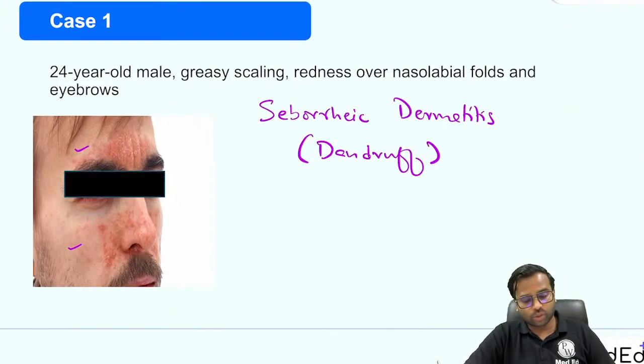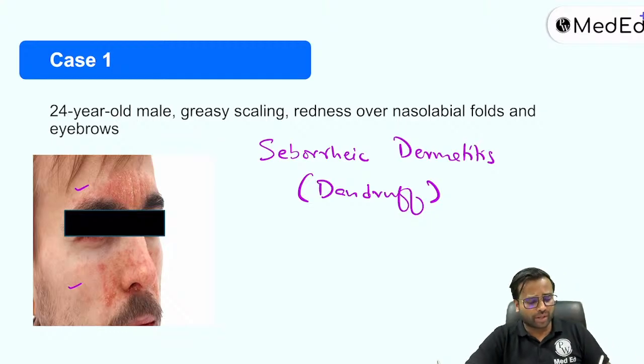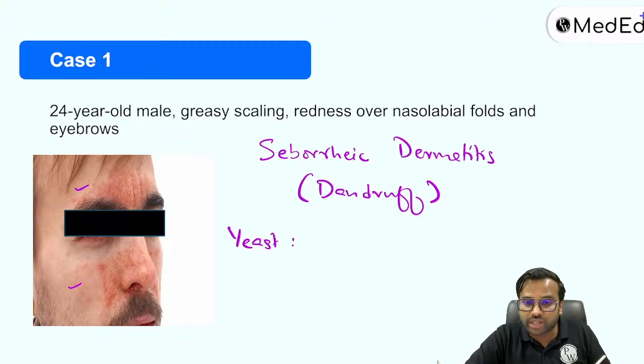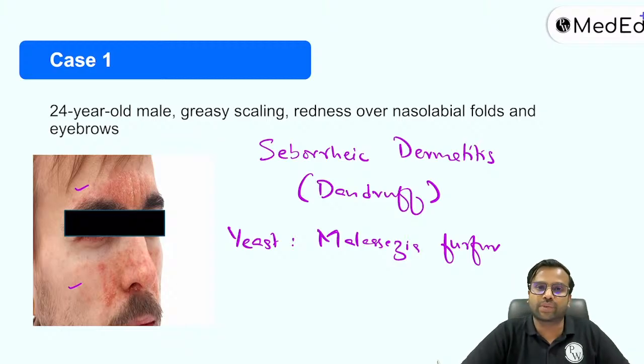Okay? So in cases of seborrheic dermatitis, what you should remember is, why does a patient get seborrheic dermatitis? Because this is caused due to a yeast. And what is the name of this yeast? The name of this yeast is Malassezia. So it is due to Malassezia furfur. This is a commensal yeast which is present in all of our body, and the patient can come to you with this kind of a thing.